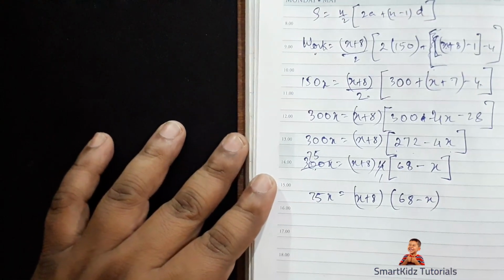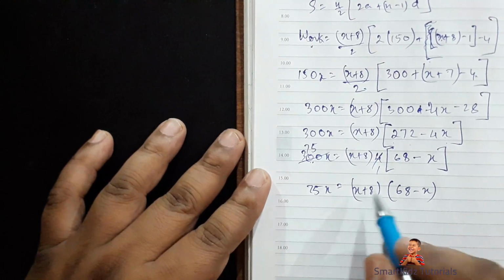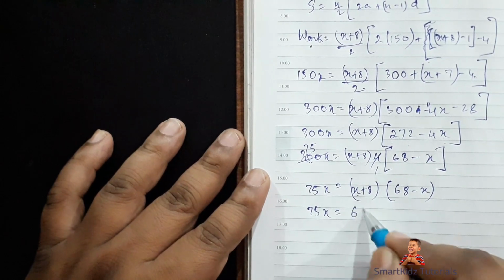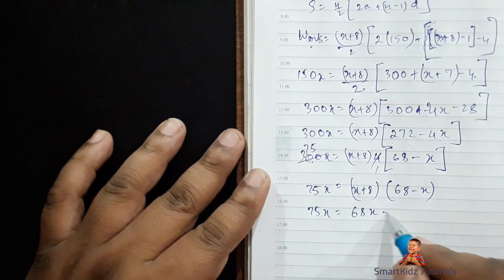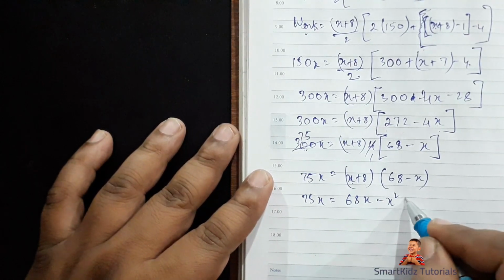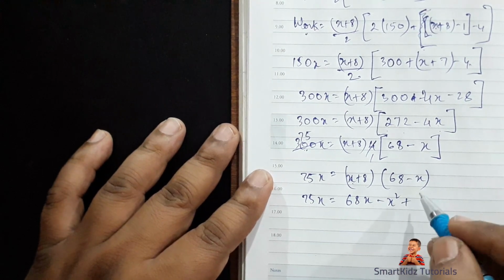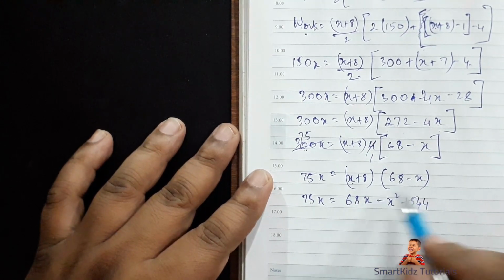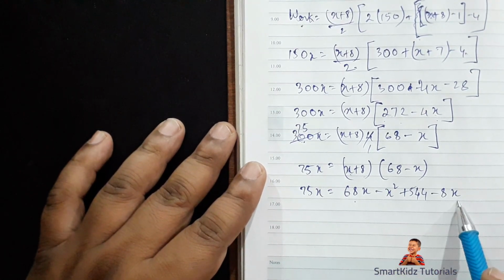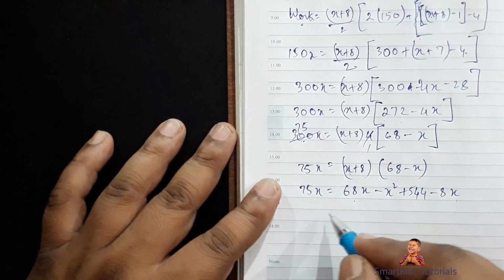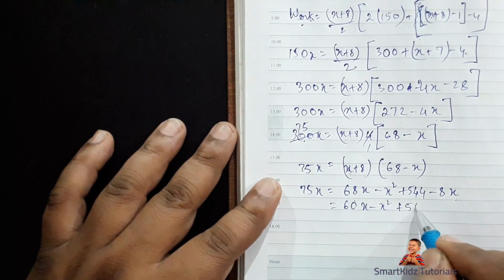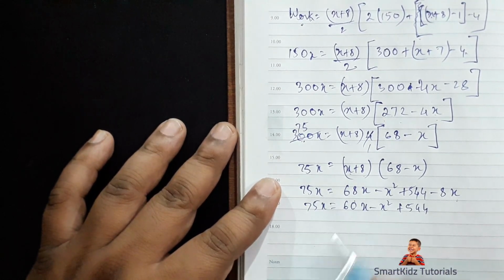Now we just need to multiply, open this bracket up. So 75x equal to x into 68 gives us 68x, x into minus x gives us minus x square, 8 into 68 gives us 8 8s are 64, 8 6s are 48, 54, so 544, and 8 into minus x is minus 8x. So 68x minus 8x gives us 60x. I'll put 60x minus x square plus 544, and this will be 75x.